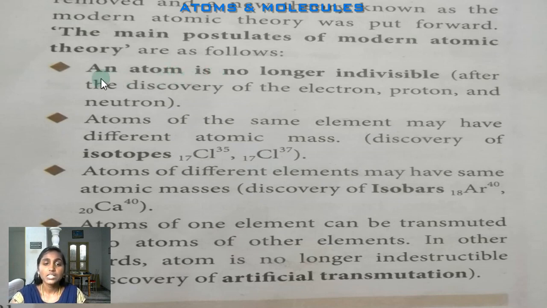See the first point. An atom is no longer indivisible. In the beginning, we studied that an atom is the smallest indivisible particle. That means we cannot divide it further, right? But here you see, an atom is no longer indivisible. That means an atom is divisible after the discovery of electron, proton and neutron.